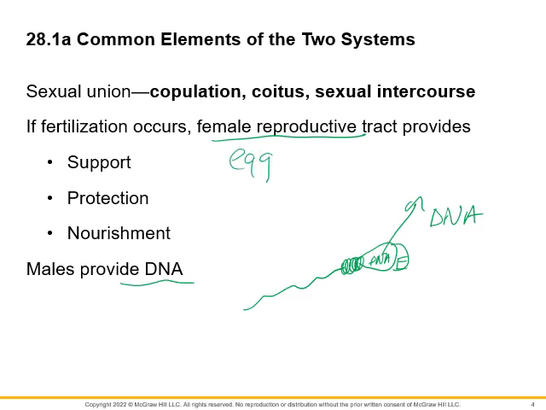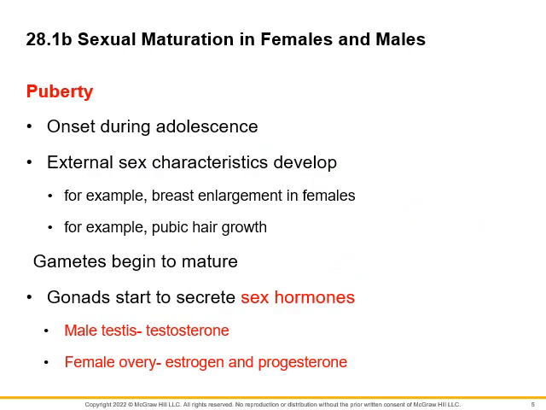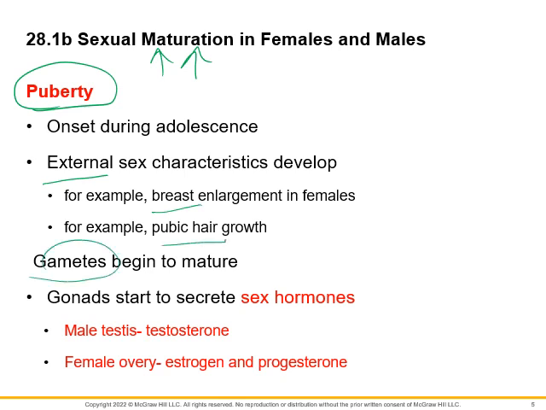And then the egg and the sperm are going to unite if fertilization occurs, and then the female reproductive tract is going to provide the support, protection, nourishment, because the fertilized egg or zygote has to implant in the uterus for development. I have the term puberty highlighted. So what is puberty? It's sexual maturation, males and females. When you start seeing external sexual characteristics develop, so breast enlargement, pubic hair growth, this is when the gametes begin to mature, the egg and sperm.